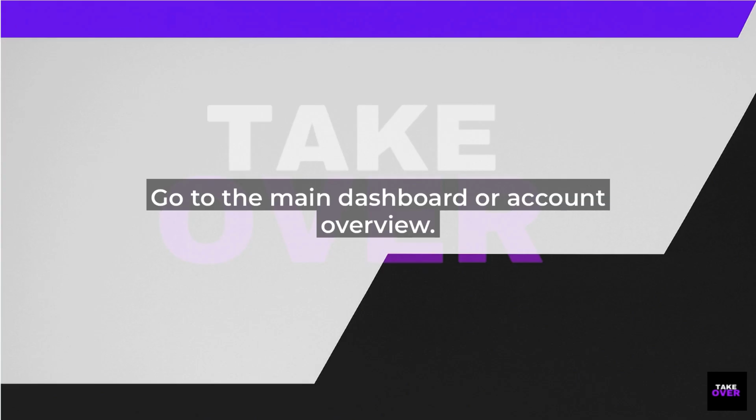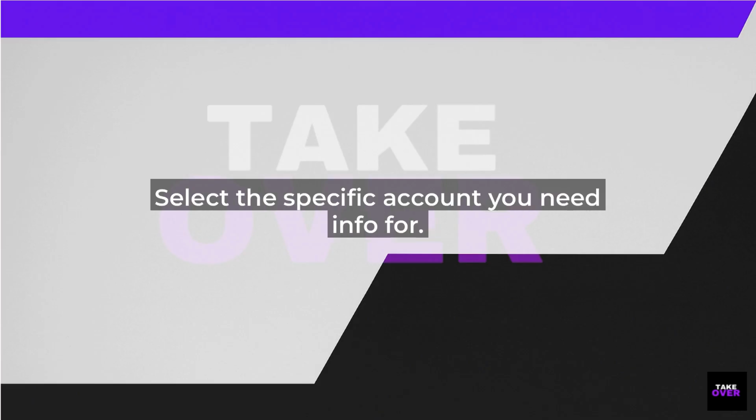Open the app and log in with your username and password. If you have two-factor authentication enabled, you'll get a quick verification code. Security first, right? Once you're logged in, head to the main dashboard. You'll see an overview of your accounts. Tap on the account you need the routing number for, like your checking or savings.